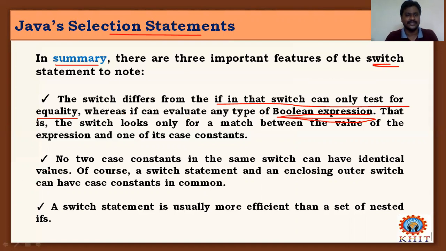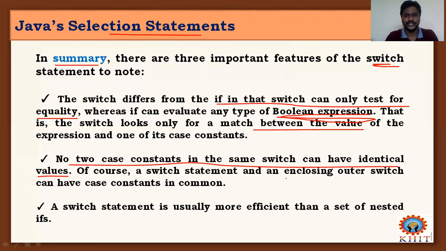That is, switch looks only for a match between the value of the expression and the case constants; it compares that value with the cases of the switch block. Then the second one: no two case constants in the same switch can have identical values. This is very important to note here. In a switch block, the case blocks should not have the same value; they should be different.